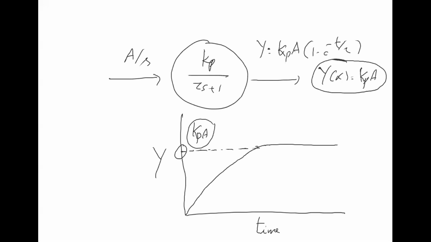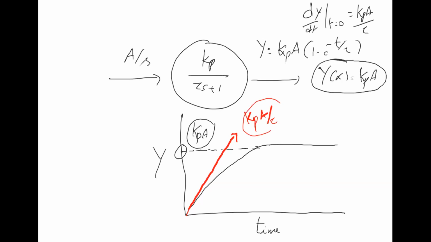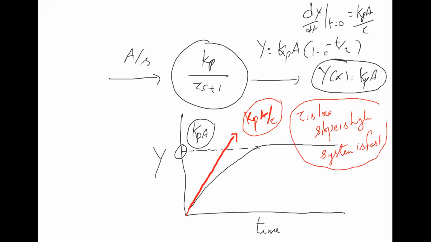Then what is the importance of tau? Just find dy by dt at time t equal to 0. What you get is Kp A by tau. So the slope of the initial value is Kp A by tau. If tau is low, then the slope is high, which means the system is fast, a sensitive system.